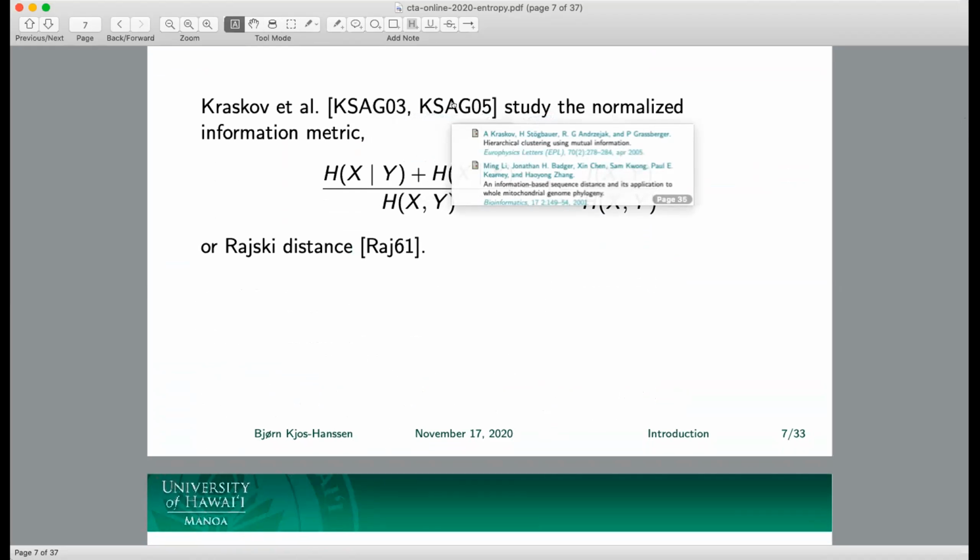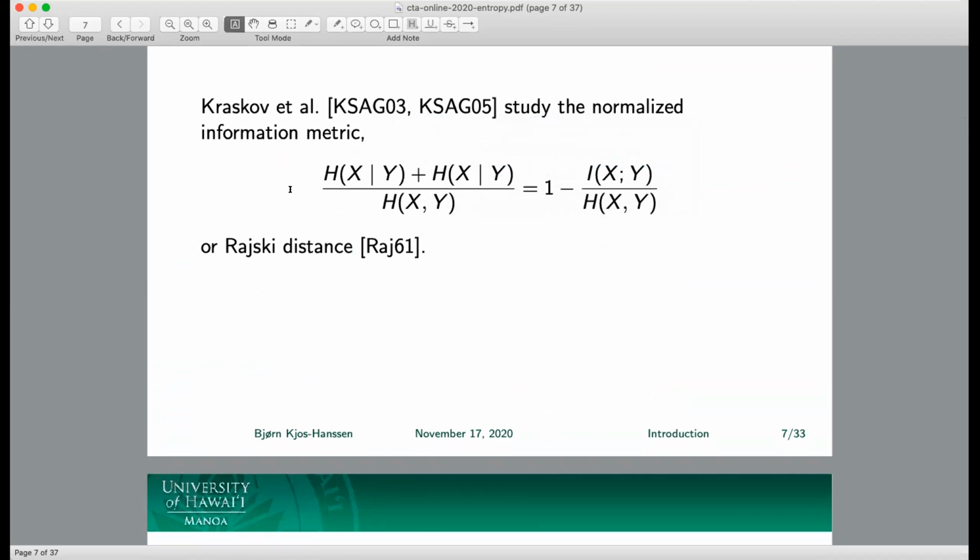So in this paper, hierarchical clustering using mutual information, they study this metric here, which is called the Rajski distance. As you can see, this is similar to, not the NID, but the other, so similar to the Jaccard distance. We take the entropy of random variable x given y plus the entropy of y given x, divided by the joint entropy. And this is 1 minus the mutual information divided by the joint entropy.